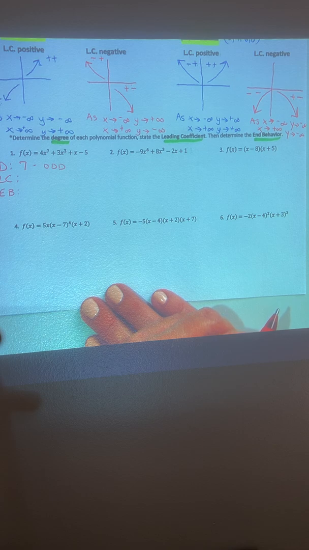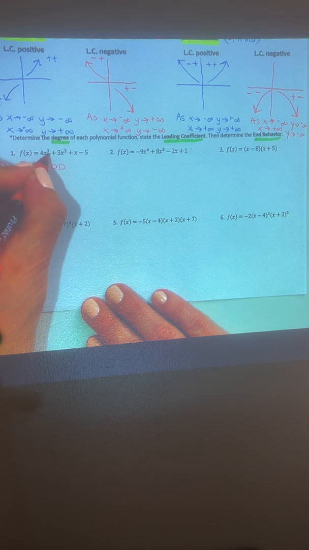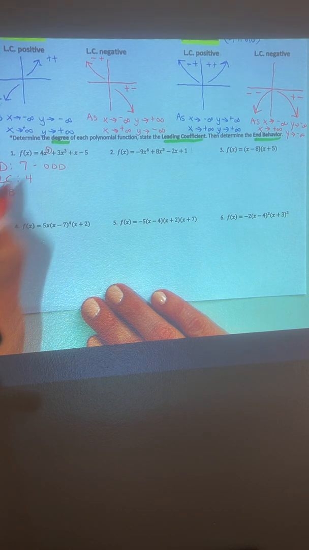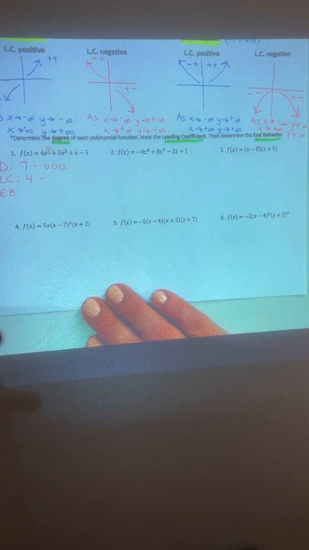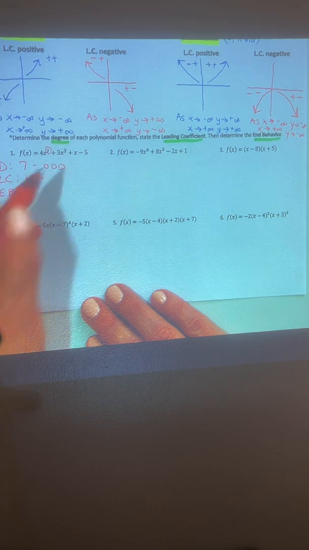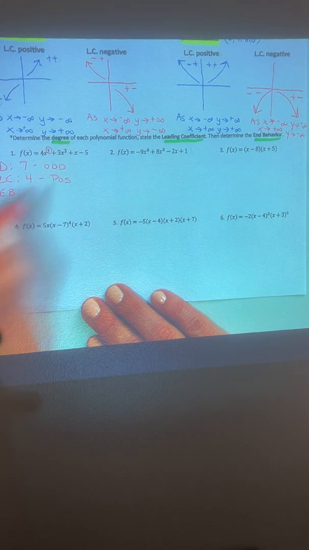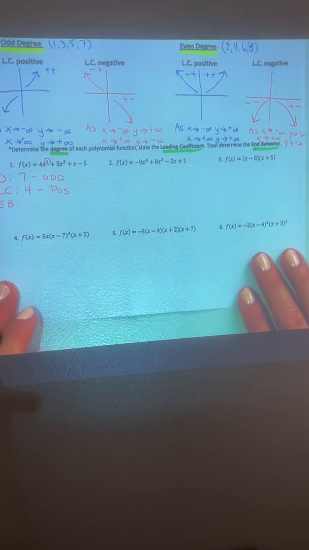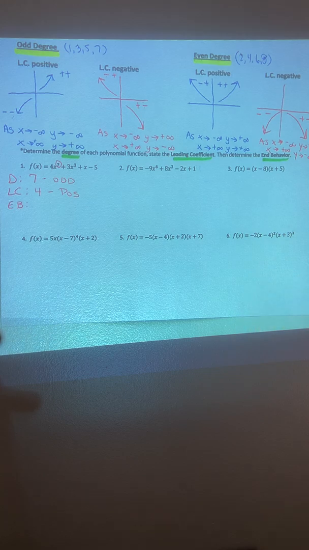Okay? Degree is a 7. Leading coefficient, well, the leading coefficient is a 4. Is 4 positive or negative? 4 is positive. So therefore, we got odd positive. So we're going to go back up here to our handy-dandy chart. What's odd positive?